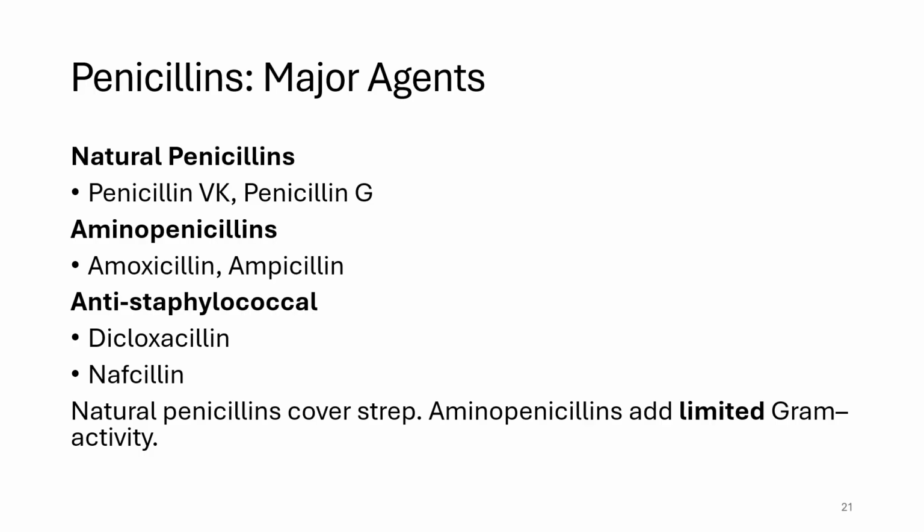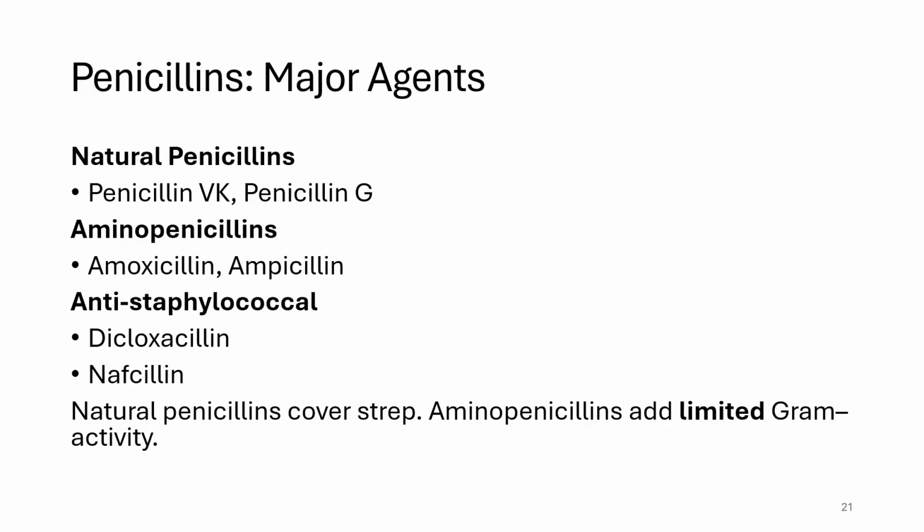Then we have anti-staphylococcal penicillins. So this includes dicloxacillin and nafcillin. These are designed to resist penicillinase and are used for MSSA, methicillin susceptible Staph aureus, but not MRSA. So the key takeaway here is the spectrum. Natural penicillins cover strep.